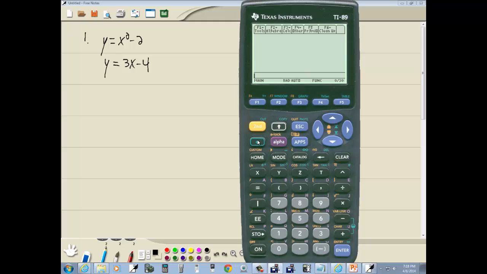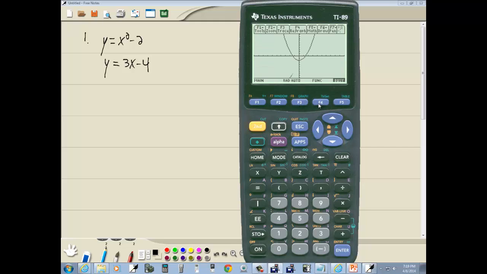Okay, I want to go into y equals, so I do diamond F1, or I can press apps and go to the y equals editor. On y1, I'll press clear to clear out whatever's there. Then we'll do x squared, so x caret 2 minus 2. Press enter. Now I'm on y2, so I'll put 3x minus 4 and press enter. Okay, now we want to graph this, so I'll do diamond F3 to go into the graph.